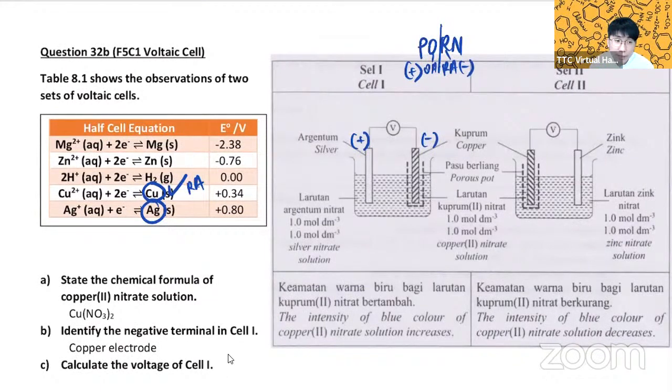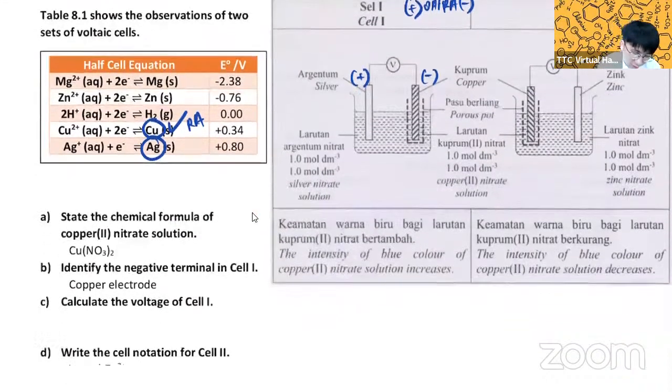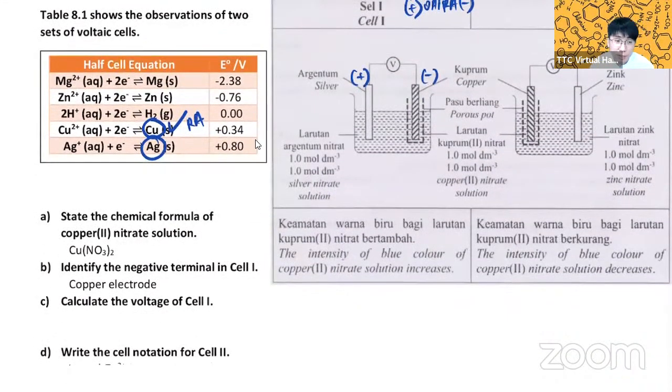Calculate voltage of cell one. How to calculate voltage? Technically take your cathode minus anode. Same thing. So cathode should be 0.8, minus 0.34. You should get positive 0.46 volt. Okay, it's a repeating question, guys. That's why I'm doing quite fast.